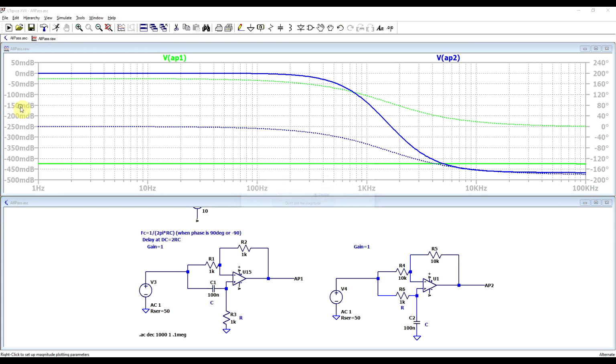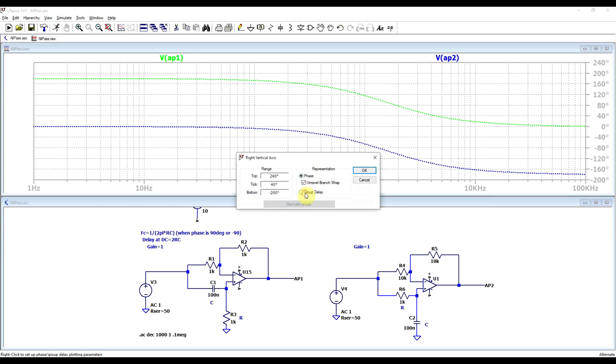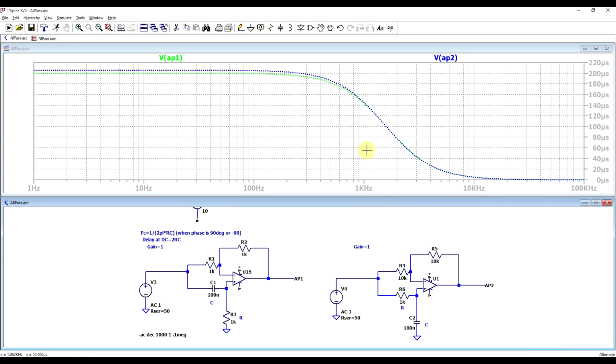Now, for the moment, if we just hide our magnitude and plot group delay rather than phase, we will observe that both circuits have more or less the exact same response. So at low frequency, we are getting a group delay of around 200 microseconds. And this decreases as frequency increases.